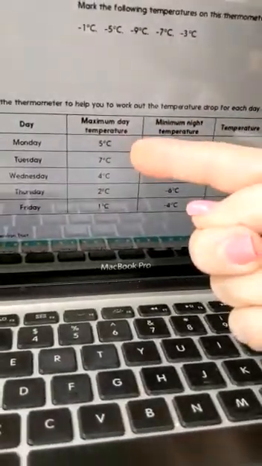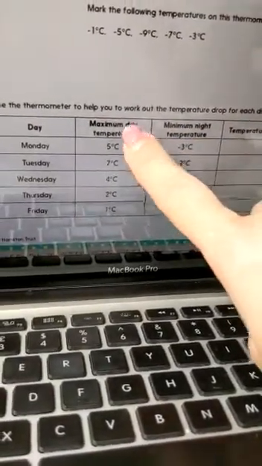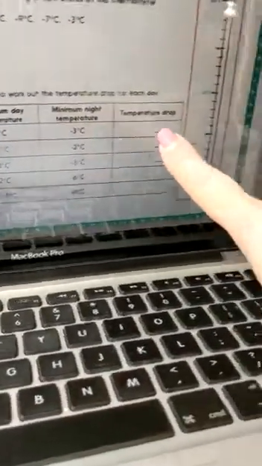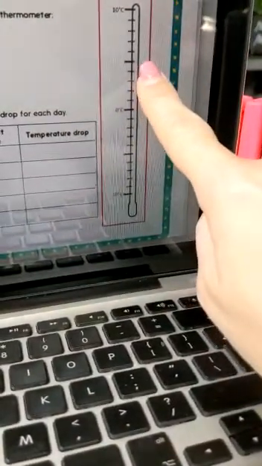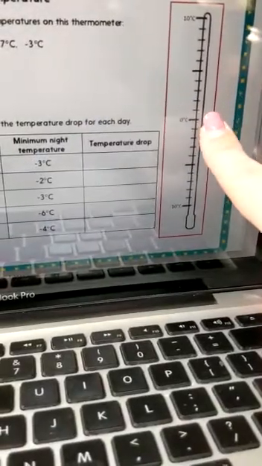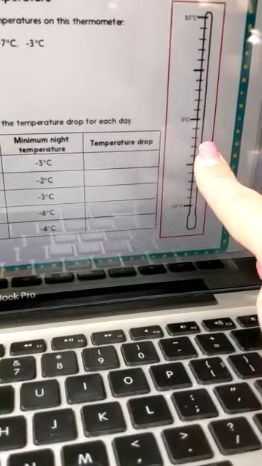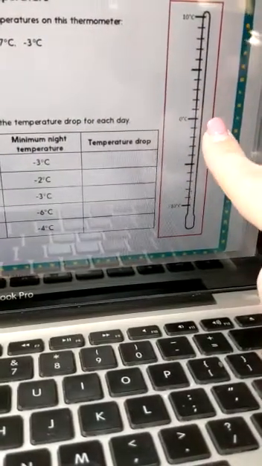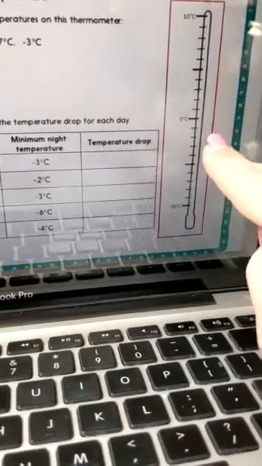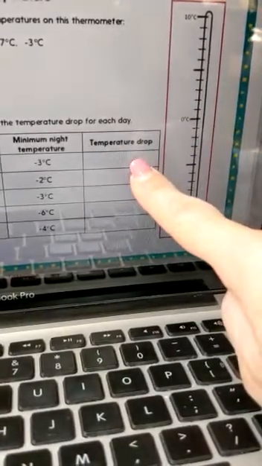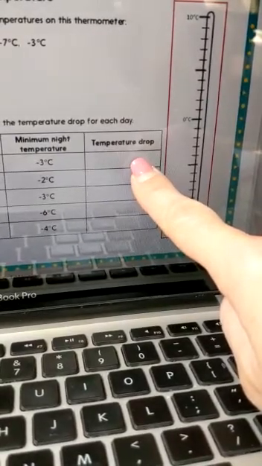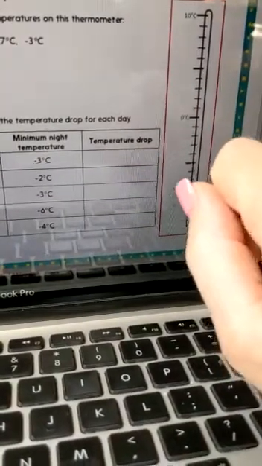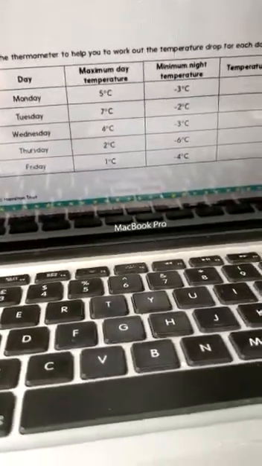So for example, on Monday it was 5 degrees Celsius in the day, -3 at night. So you'd start on your thermometer at 5 degrees and you'd drop down to 0 and then drop down to -3. So you've dropped 5, 6, 7, 8, the 5 and the 3. The temperature drop is -8 degrees Celsius. Please only give this one a go if you are confident with it. If not, don't worry. We will do it when we get back to school together.